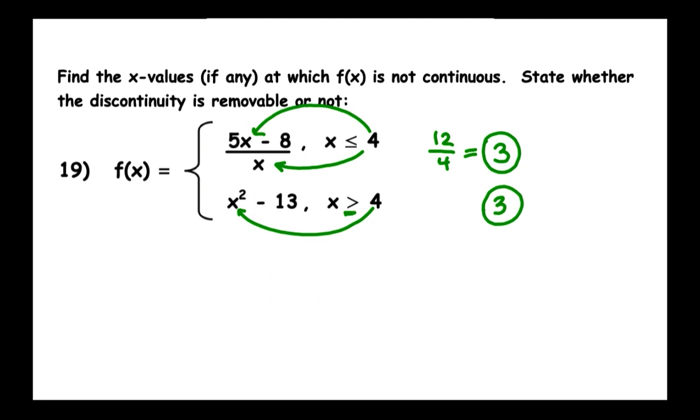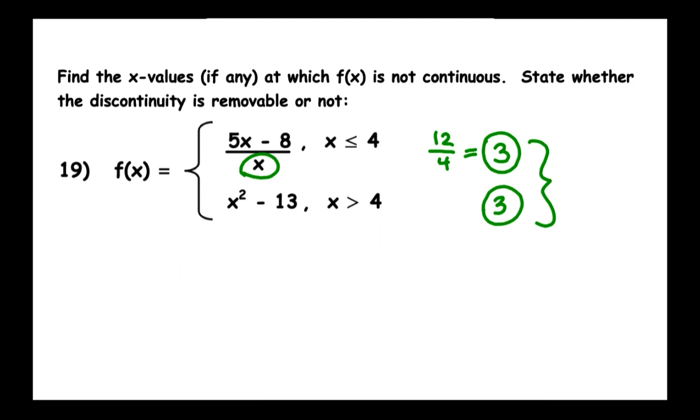Now, obviously, if these 3s right here did not match, let's say one was a 3 and one was an 8, then you would have jump discontinuity there because you'd have a 5-unit gap. Okay, but that didn't happen. It's continuous there. However, there still is discontinuity in this graph. Do you see where?